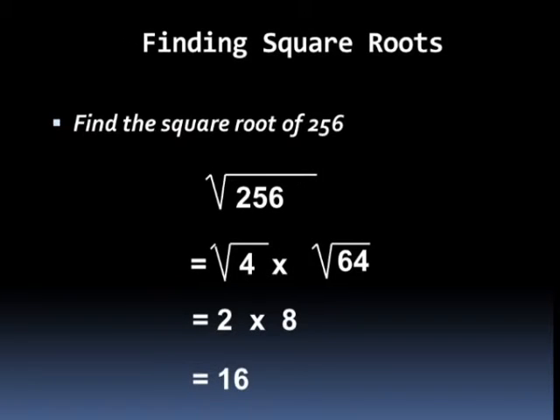Try to find the square root of the number 256. Now 256 is equal to 4 times 64. So we will take the square root of 4 multiplied by the square root of 64. In this case, we have 2 times 8. The answer will be 16.